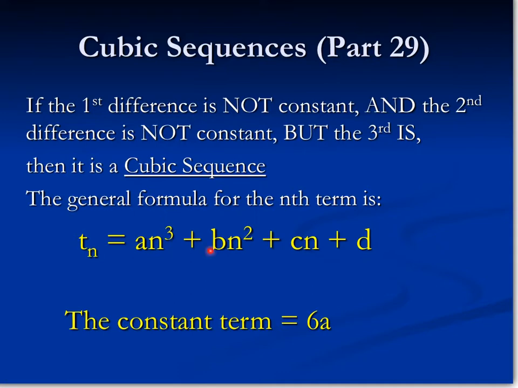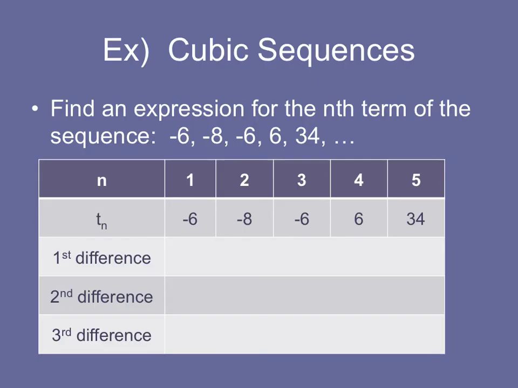To figure out b, c, and d, we're going to have to set up 3 different equations and solve them because we have 3 different variables. I'm going to do an example on the next slide. So here's our example, and it is an example for a cubic sequence, so this is definitely going to work out to have a third difference that's constant. So you might want to pause the video while you write down what you see so far, and then I'm going to go through the first, second, and third difference.